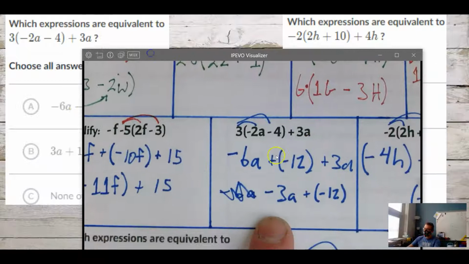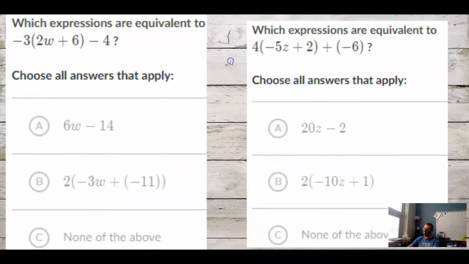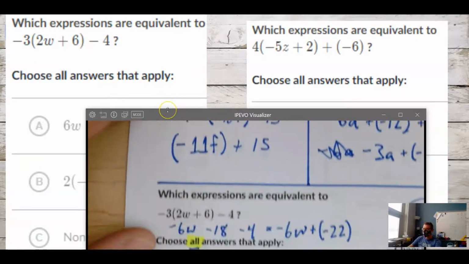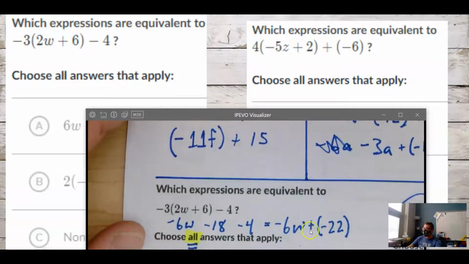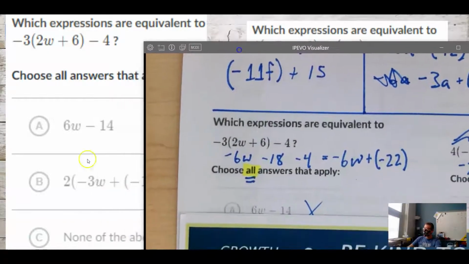Minus 12 is the same thing as negative 12. So be cautious and take your time as you do your Khan Academy to make sure that you check for all answers that work. So here, what answers work? You can solve it on your paper, but getting to the final value may not be up here. If you do negative 3 times 2w, negative 3 times 6, and then the minus 4, we get negative 6w plus negative 22, but if I click none of the above, I'm wrong. Negative 6w plus negative 22 is not over here.